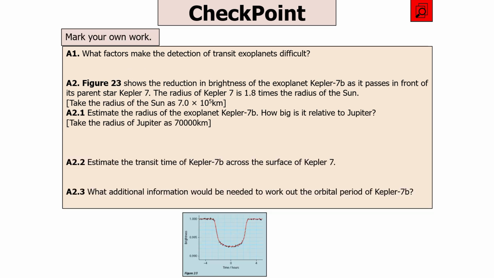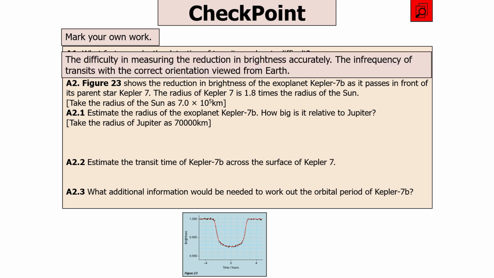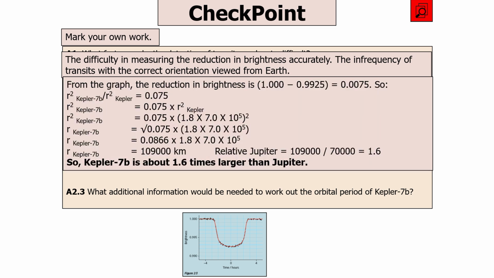Right, so in this first one, the difficulty is measuring the reduction in brightness accurately, and also the infrequency of transits, which go with the Earth being in the line of sight to observe this difference. Now from the graph, you can see that the reduction in brightness is about 0.0075. So we know that the radius squared of Kepler-7b over the radius squared of Kepler-7 is going to be 0.075.